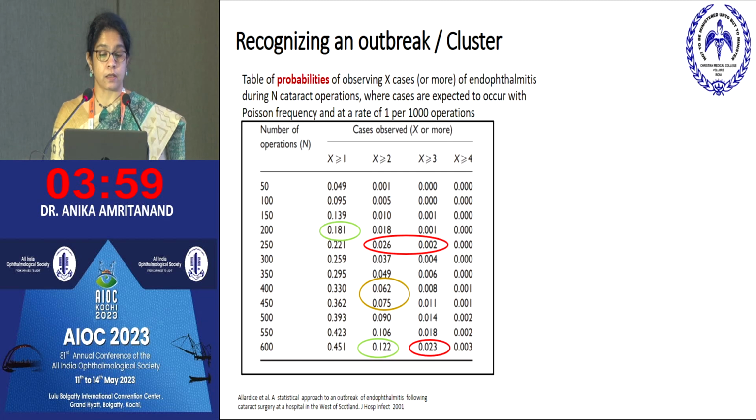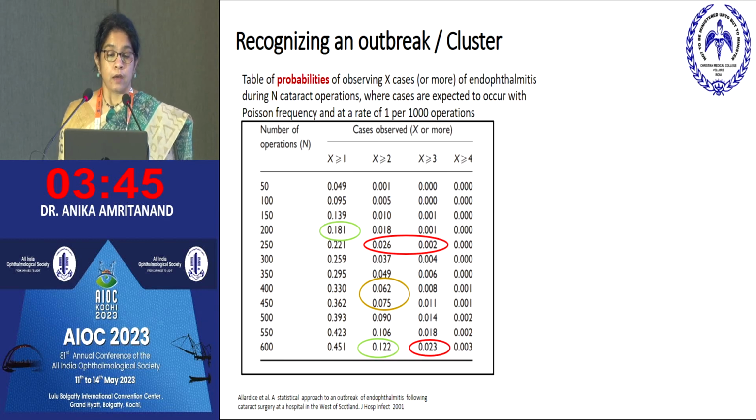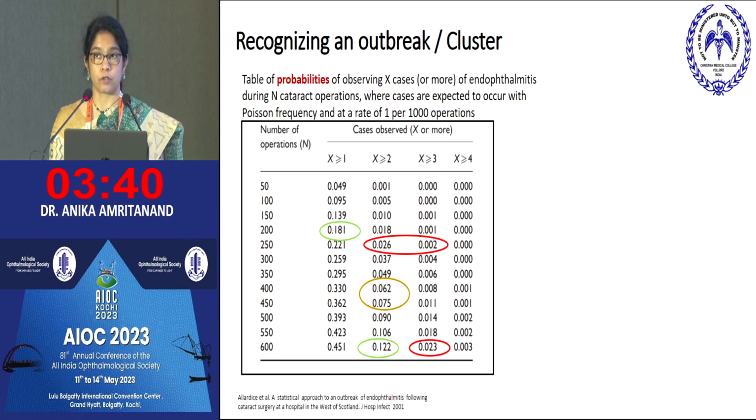So this is a table taken from a very hallmark publication which has been used by several guidelines to guide determining whether there is an outbreak and what our action should be. This is a probability table which tells us, keeping a sporadic rate of 1 per 1,000 surgeries, how many cases are expected within so many operations.